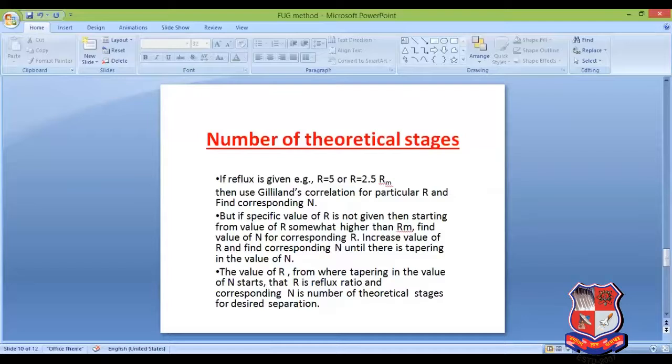And at a certain point of R, if you increase the value of R, there is a tapering in the values of N. That means even if you increase R, your N will not decrease by an important amount. So the value of R from where the tapering in the value of N starts, that R is the actual reflux ratio, and N is your number of theoretical stages for the desired separation.